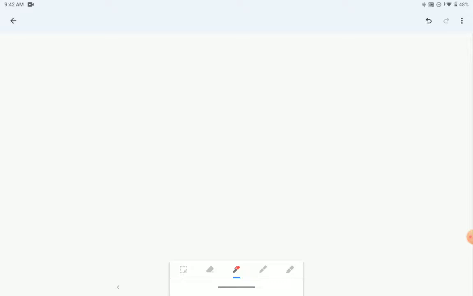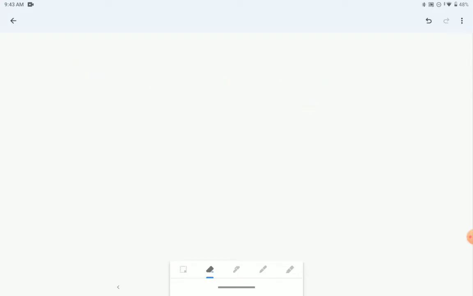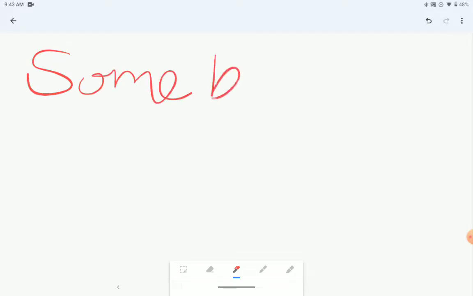So I'm going to explain a topic in chemistry, which is the mole concept. The mole concept is pretty much easy actually. It is the basics of chemistry which everybody needs in order to do anything in chemistry. So the lesson name can also be called some basic concepts of chemistry.